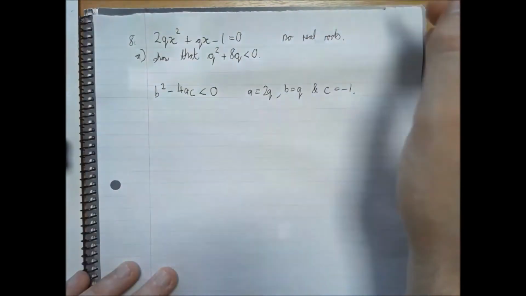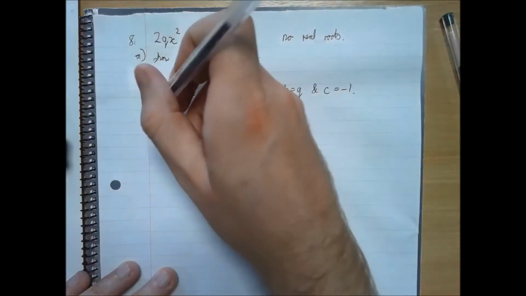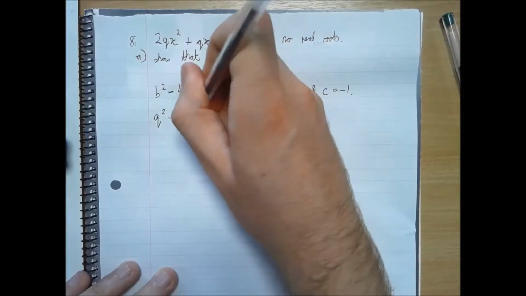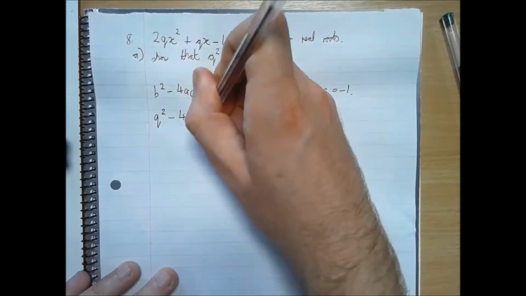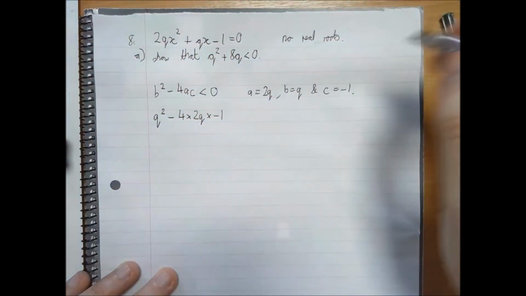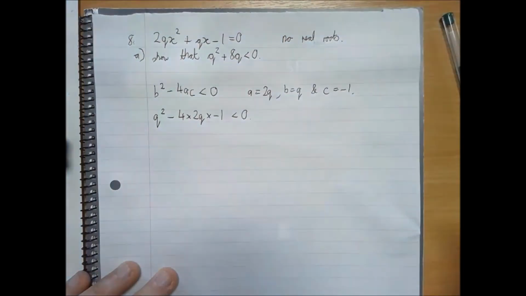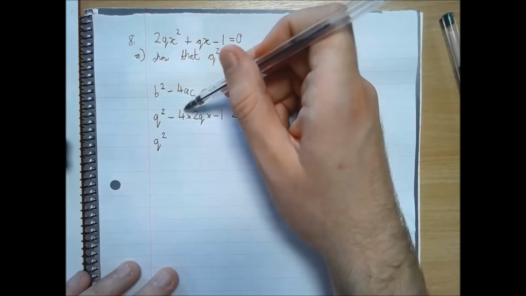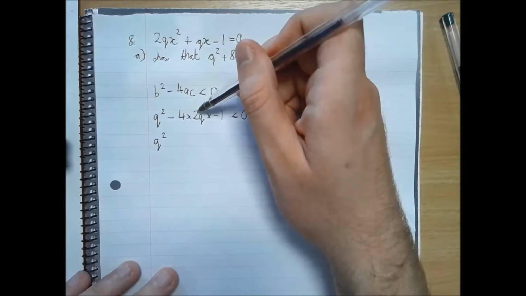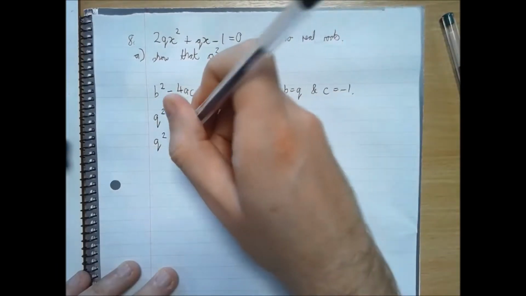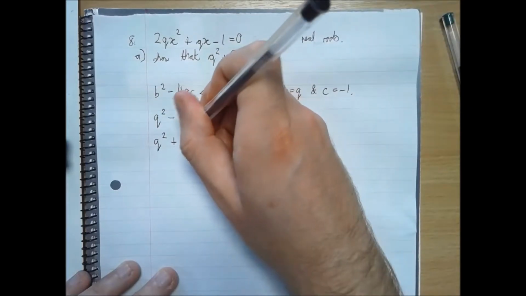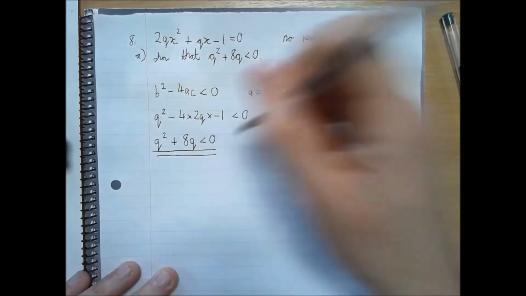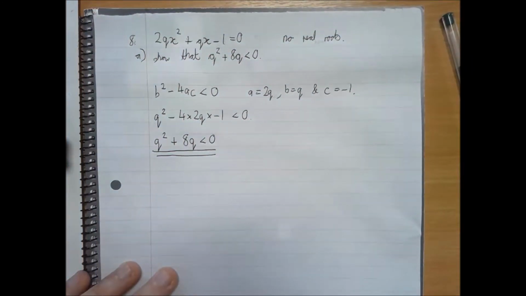So we're going to have b is q, so we're going to have q squared minus 4 times 2q times minus 1. And of course that's less than 0. So we're going to have q squared, minus 4 times 2q, which will give us minus 8q, and then times minus 1, and that'll give us a positive 8q. And we've done all that was required of us.